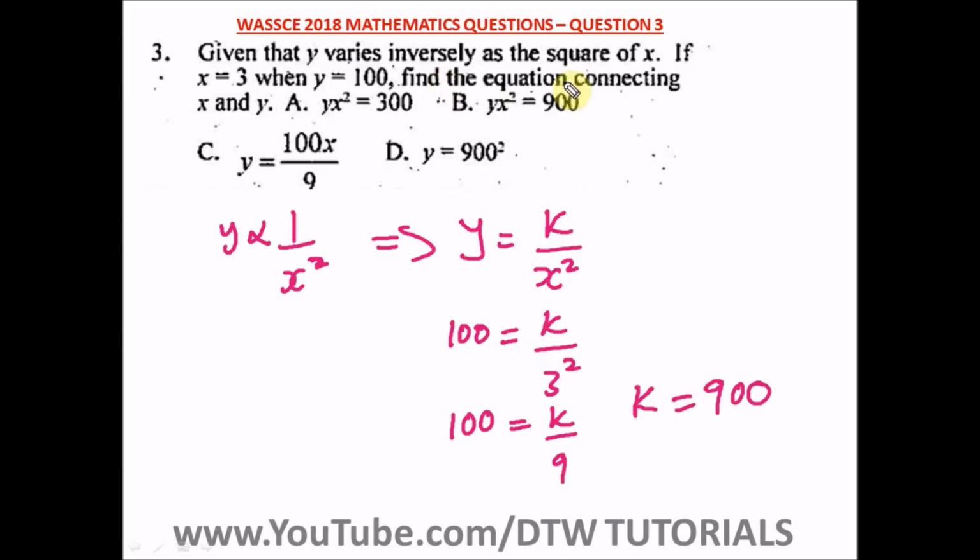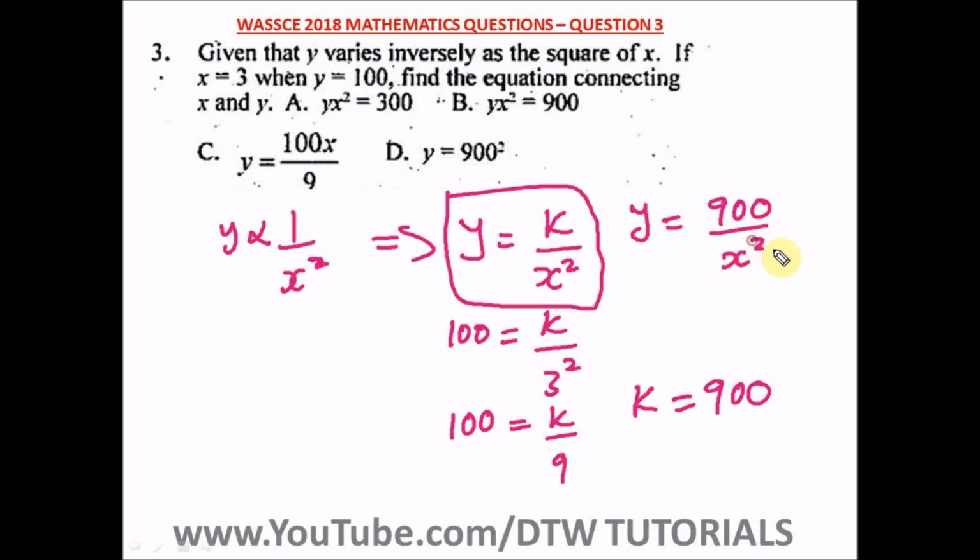So the question says find the equation connecting x and y. So all you need to do is put in the value of 900 into this equation. This is the equation that connects what? x and y. So since we found the value of k as 900, let's put it in here. So we have y is equal to what? 900 divided by x squared. So the equation, we can just simply bring x squared up here, so that's cross multiply, and we have yx squared is equal to what? 900. So this is the equation that connects x and y, and our right option here is option B.